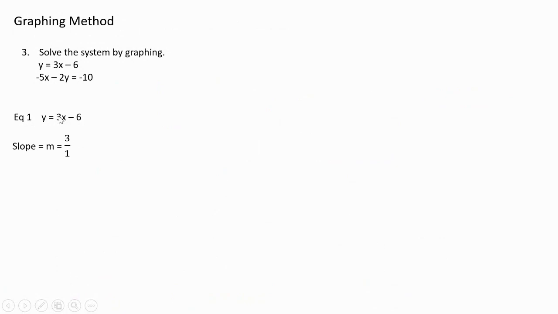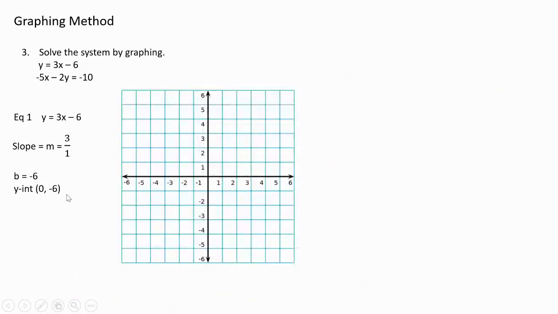The m is my slope, right? So it's going to be 3 over 1. And my b is my y-intercept, which is negative 6. So the y-intercept will be 0, -6, and this is my starting point. Then I'm going to go up 3, 1, 2, 3, and 1 across. That's my slope, 3 up and 1 to the right. So it's going to be about right there, and all we do is draw the line between the 2 points.